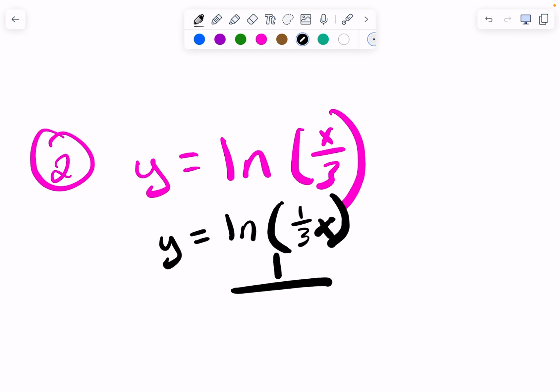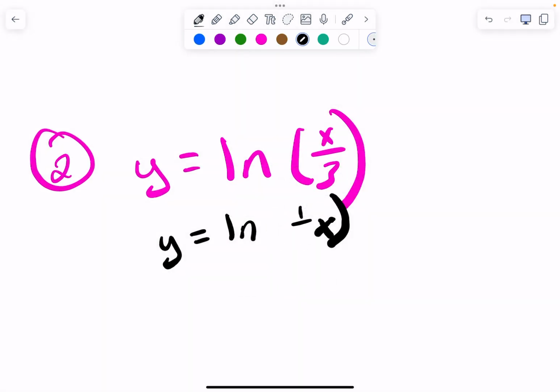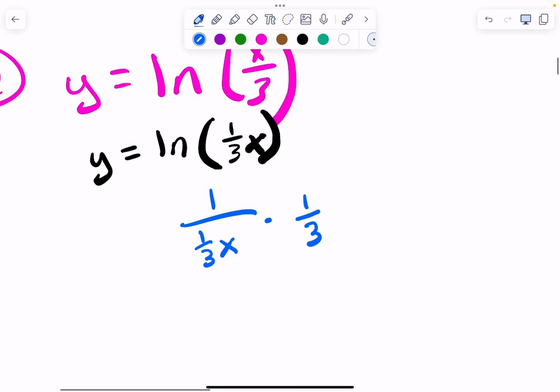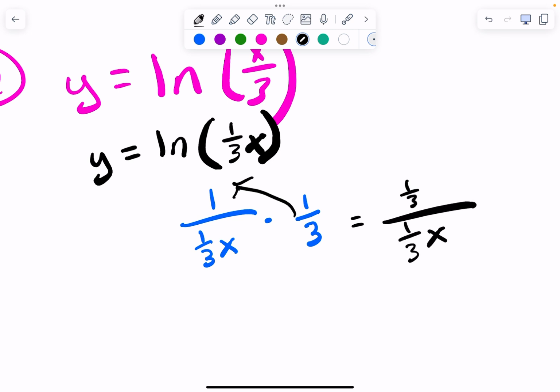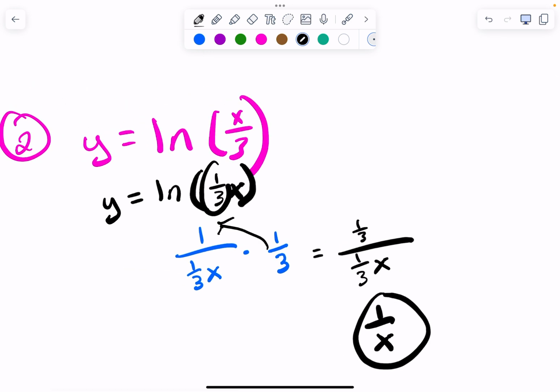What's the derivative of ln of 1/3 x? Isn't it just 1 over 3? No. It's 1 over 1/3 x times the derivative of the inside, which is 1/3. Right? And the 1/3 goes on the top, right? So this is 1/3 over 1/3 x, which is 1 over x, right? Didn't we come to the conclusion that no matter what number is here, the derivative will always be 1 over x, right?